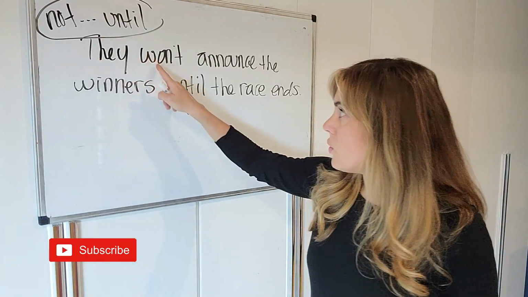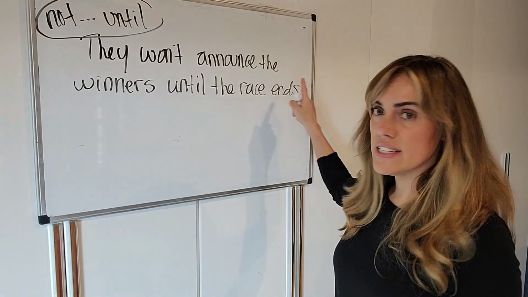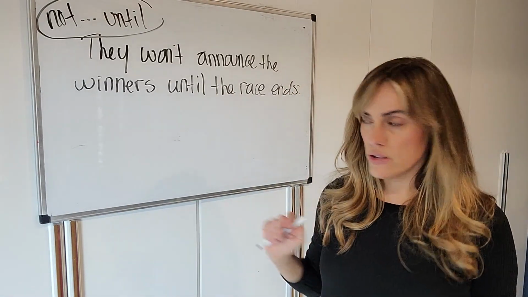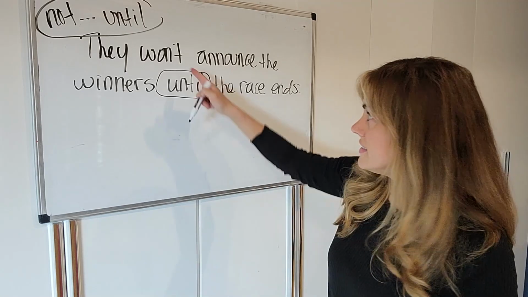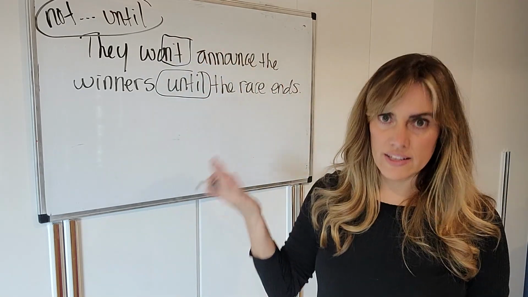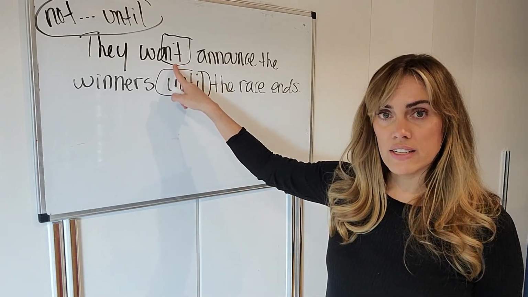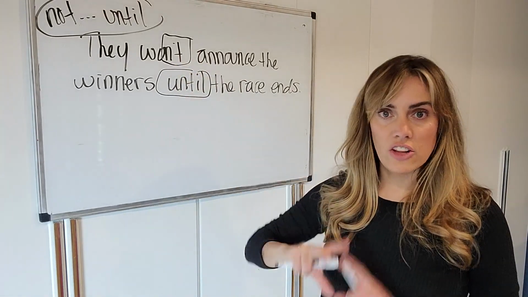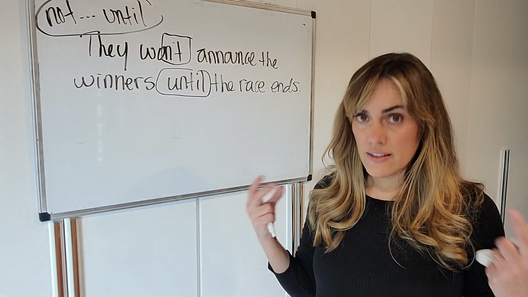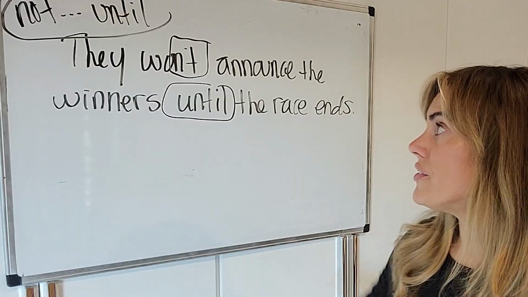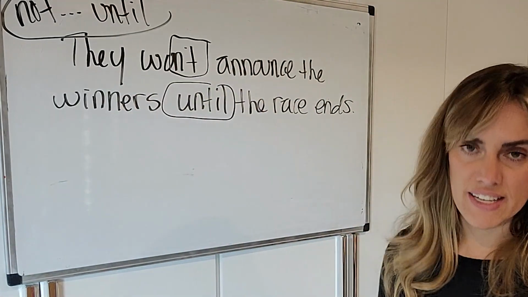So they won't announce the winners until the race ends. Do you see the word until? Do you see the not right here? It's attached to a verb. So we have not and we have until. And there's a lot of things between them. But this comes together. It always comes together. They won't announce the winners until the race ends.